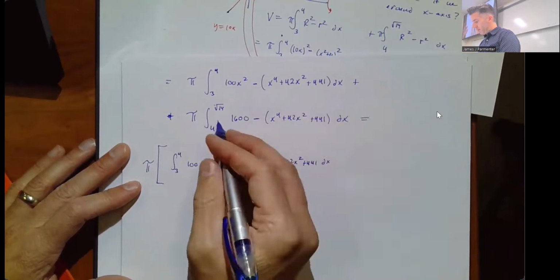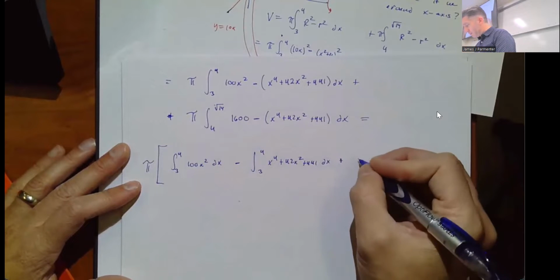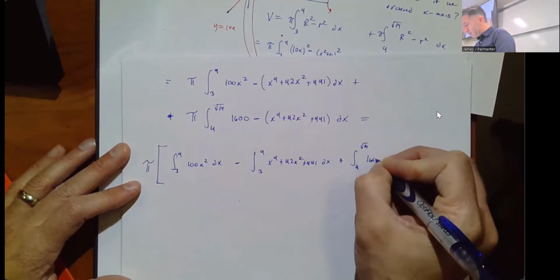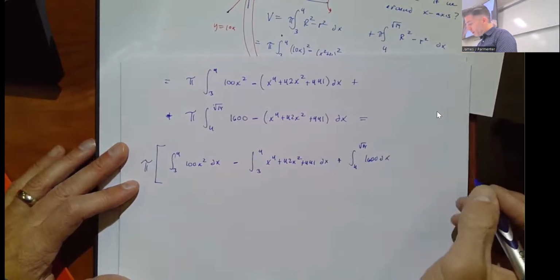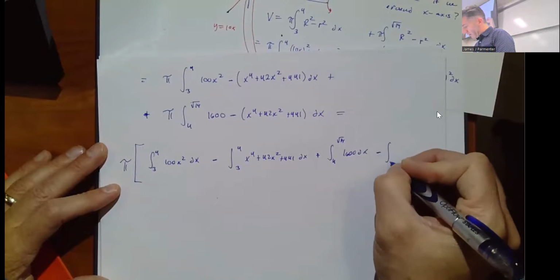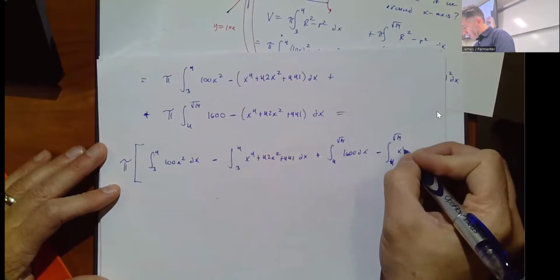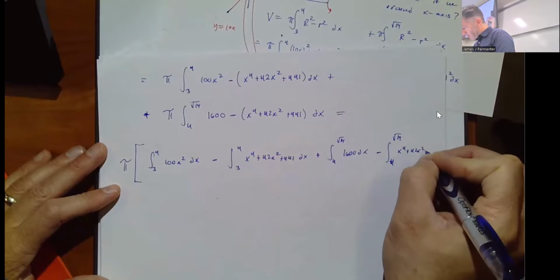And then plus the integral from 4 to the square root of 19 of 1600. And then finally, minus the integral from 4 to the square root of 19 of the same x to the 4th plus 42x squared plus 441.